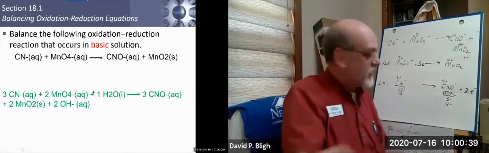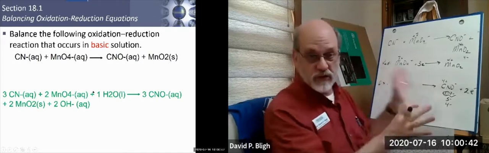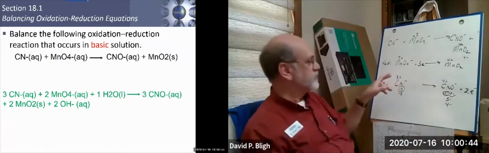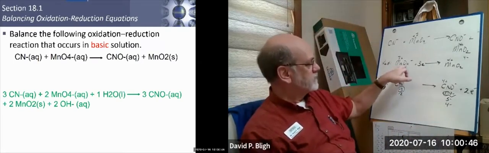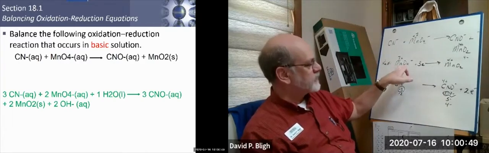All right, so then we would need to go through our procedures for balancing the acid solutions, right? You would have 2 of these oxygens end up over here.